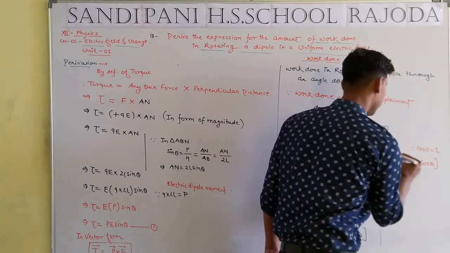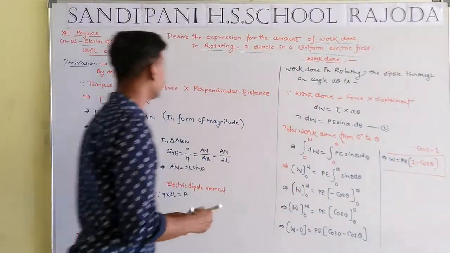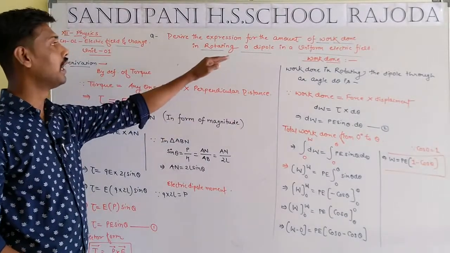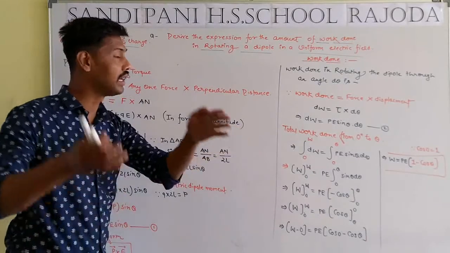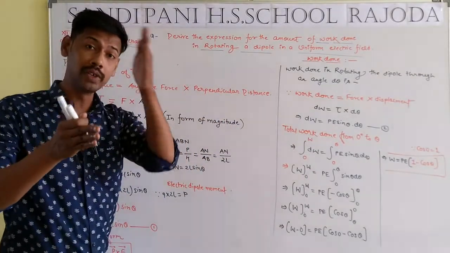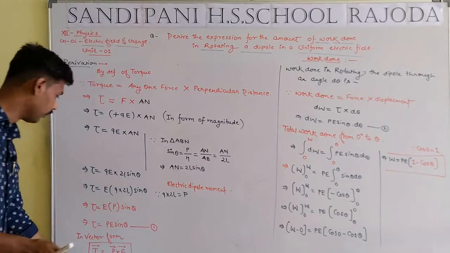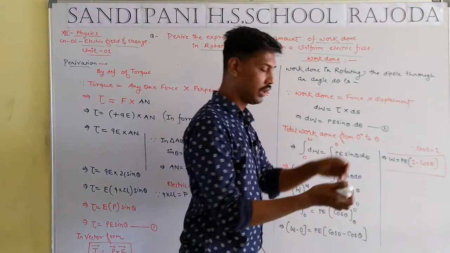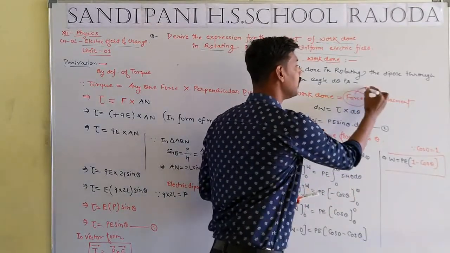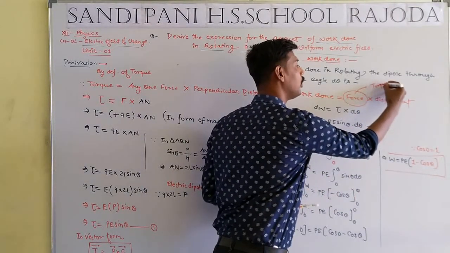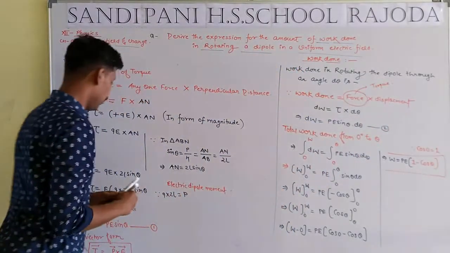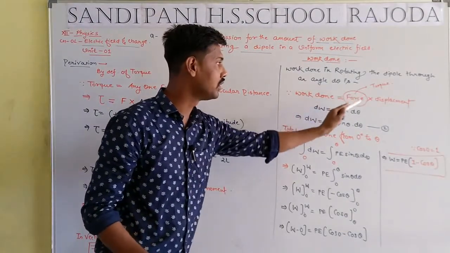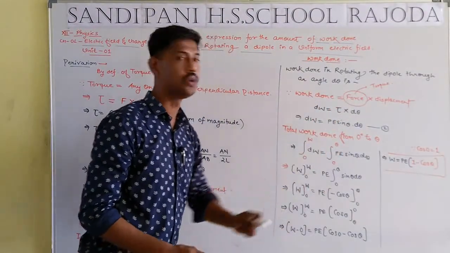I hope, students, you are getting the proper solution to derive the expression for the amount of work done in rotating a dipole in a uniform electric field. In the case of work done, firstly we have to find out the torque, because work done will be equal to force into displacement, and force is stored in the form of torque. So firstly we find the value of torque, then put the value of torque in work done equal to force into displacement, then finally we get the total work done.